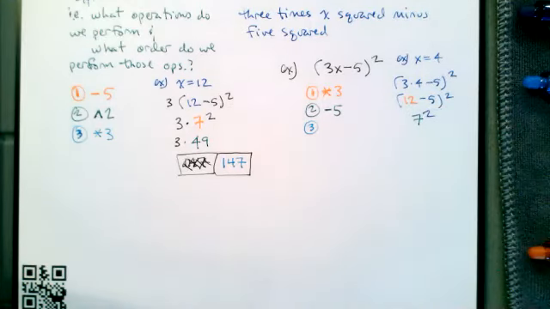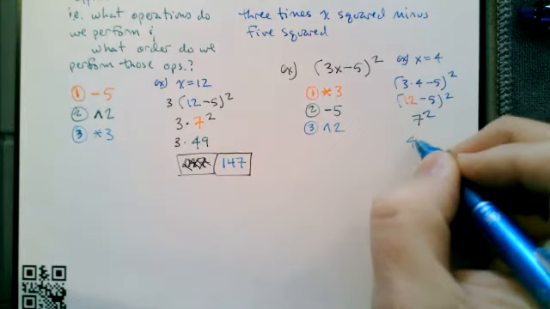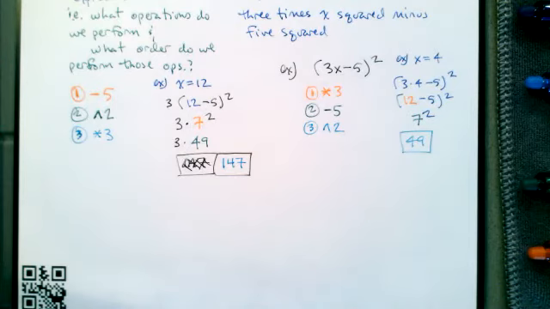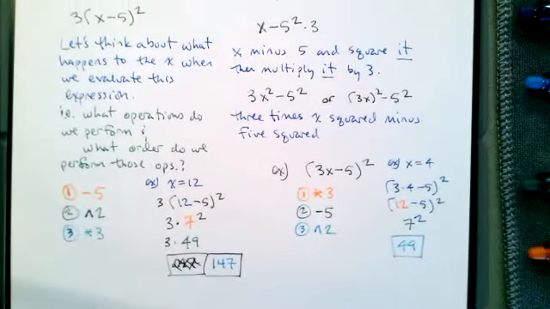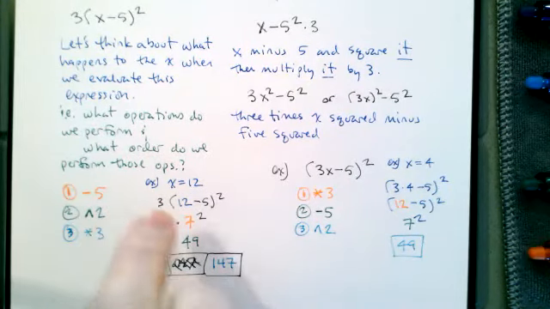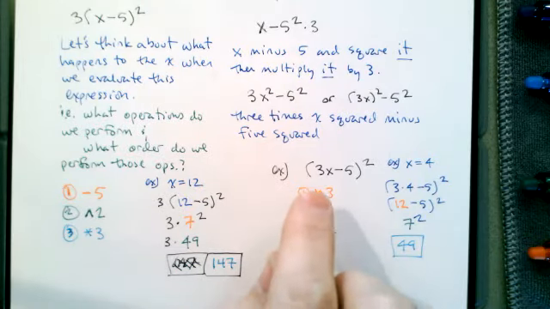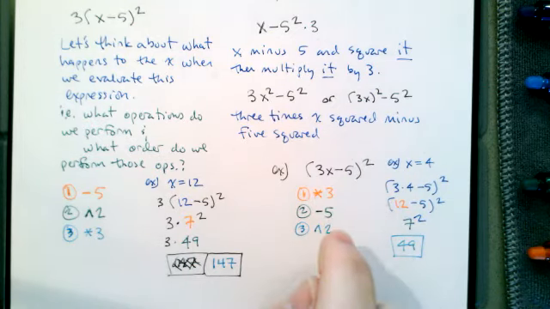And then what's the last operation we need to perform? It's the only one left. We raise to the second power. 7 squared is 49. It's the same three operations, but we perform them in a different order. In the expression that we wrote first, 3(x - 5)², it's subtract 5, then square, then multiply by 3. In this expression, (3x - 5)², we multiply by 3, then we subtract 5, and then we square.